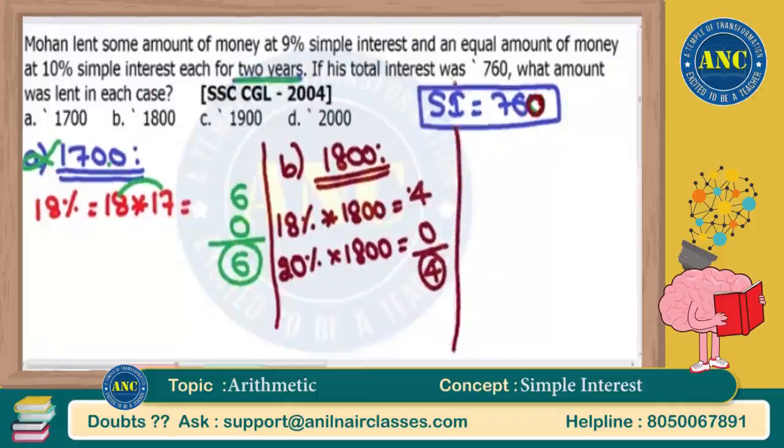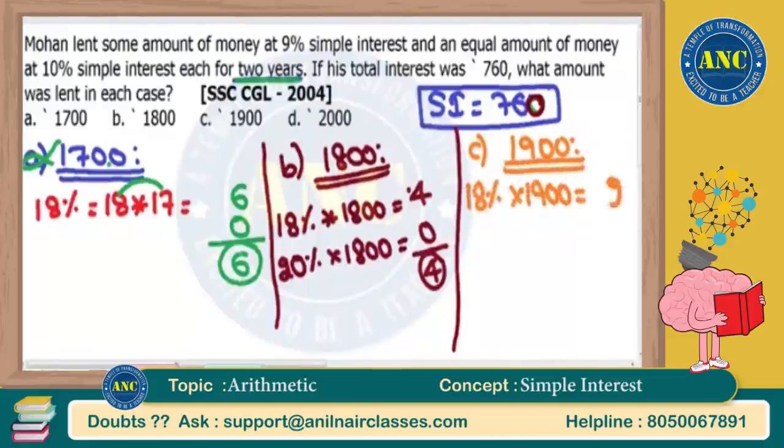Check with the third option. The best way of solving is by checking with the unit digit. If it is 1900, 18% of 1900 is 18 into 19, 8 9s are 72, unit digit is 2. 20% of 1900: 10% is 190, 20% is 380, unit digit is 2. This is not equal to 0 again. Out of 4, if 3 are incorrect, the 4th should be correct. Answer is 2.